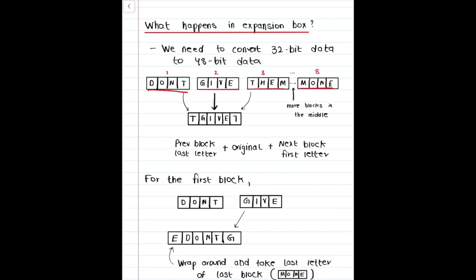For example, suppose we want to expand this block, GIVE. To do so, we copy the block as it is with the letters GIVE, and we append the last bit of the previous block, which is a T, at the beginning, and the first bit of the next block at the end, and hence we end up with a 6-bit block. We repeat this process for all the blocks from 1 to 8. For representation and understanding purposes, I've used letters here, but actually the data is only zeros and ones, not letters.